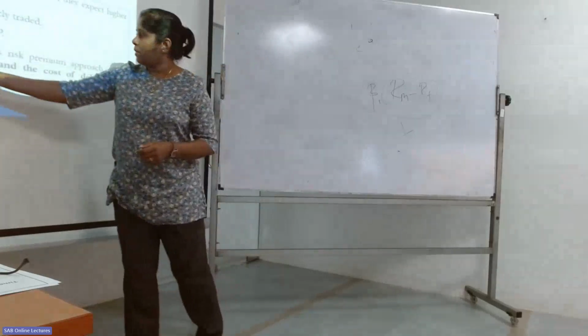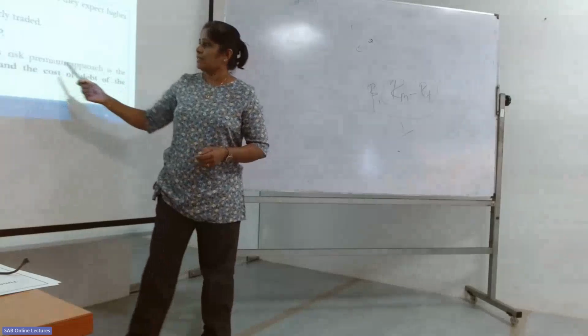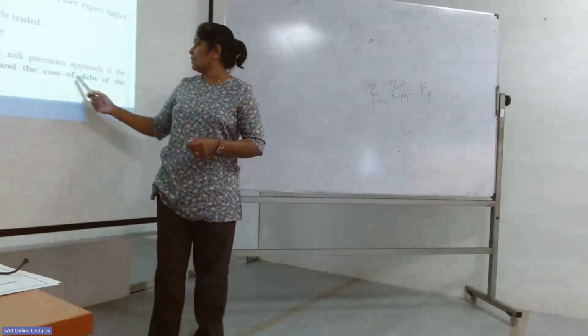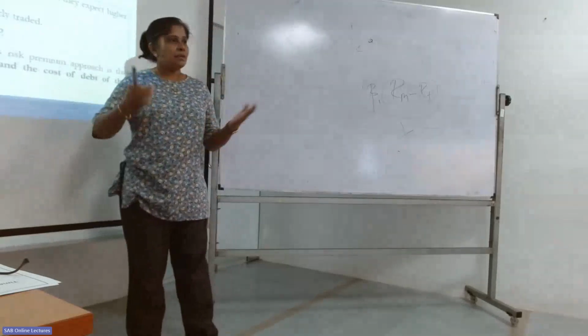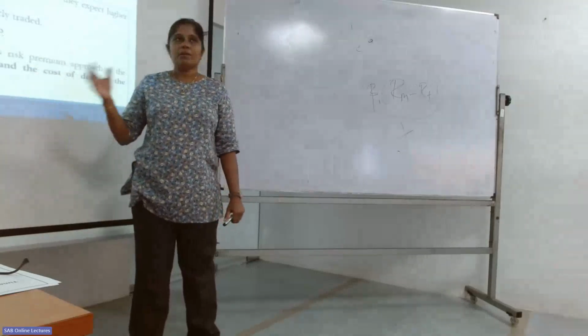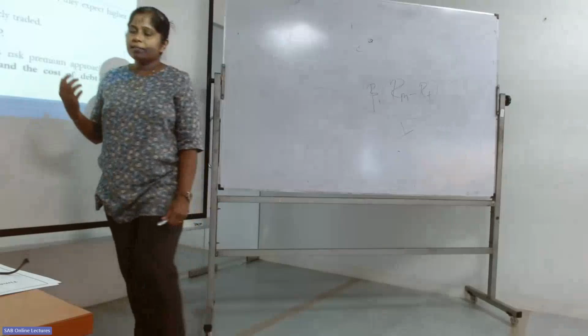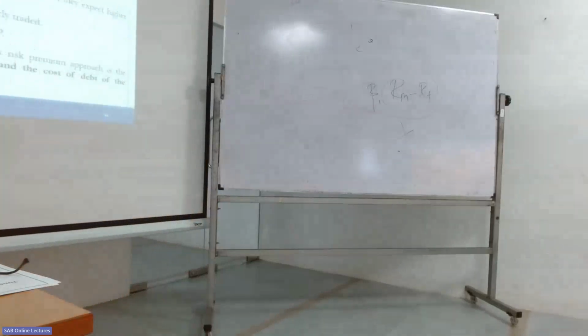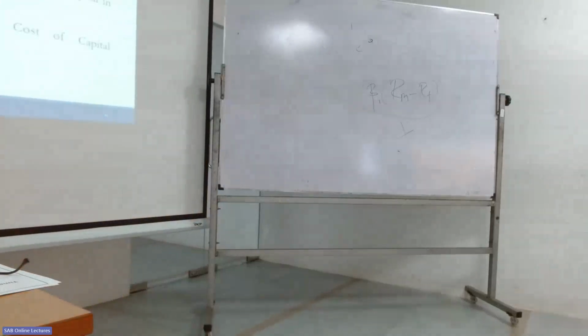The risk premium in the bond yield plus risk premium approach is the difference between the cost of equity and the cost of debt of the company. So that is a very simple method. Small companies can apply this kind of approach to estimate the cost of equity.